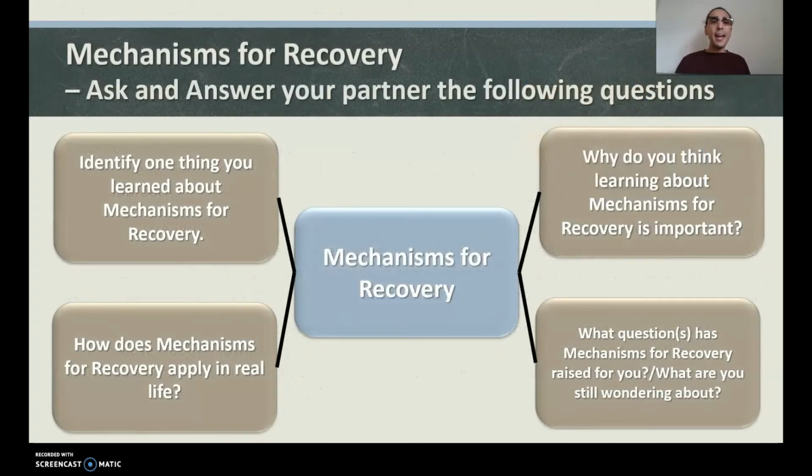Right, so that was mechanisms for recovery. Identify one thing you learned about mechanisms for recovery. Why do you think learning about mechanisms for recovery is important? How does this apply in real life? How is this useful in everyday life? And again, if you have any questions, write them down, put them in your notes, ask me, put your hand up in lesson. I didn't get this. Can you explain it? Of course I can. I will do.